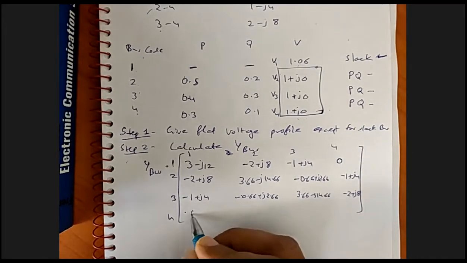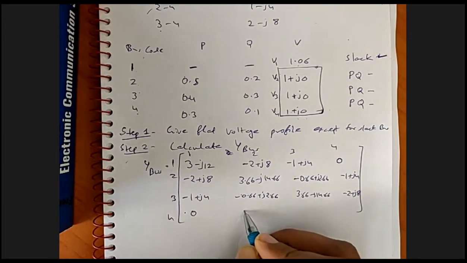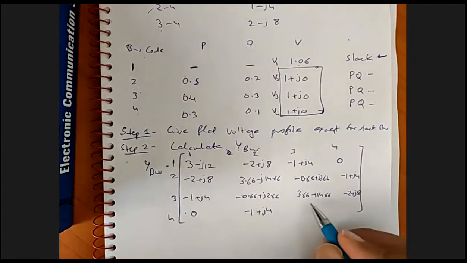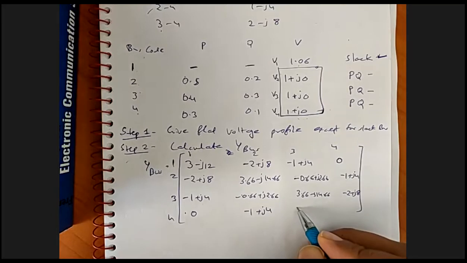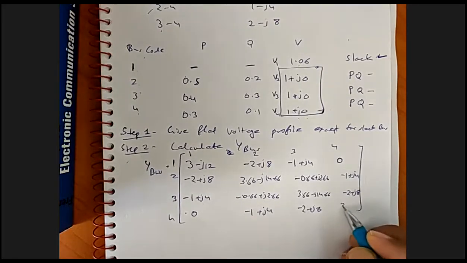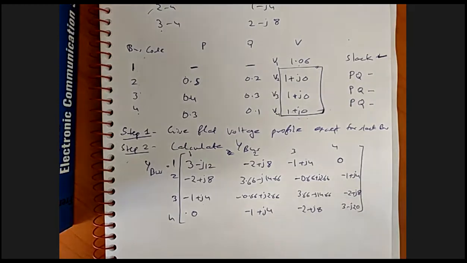And it will be 0, minus 1 plus J4, minus 2 plus J8 and 3 minus J20. So this will be step number 2.